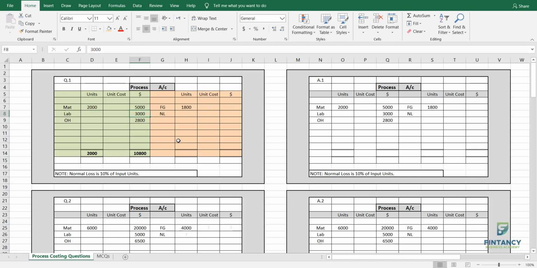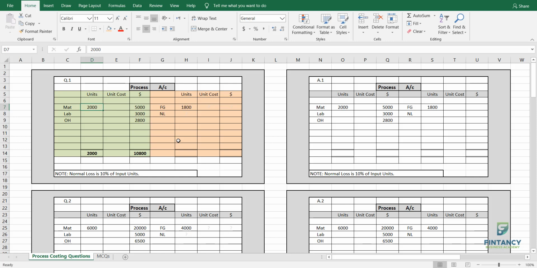So they told you labor cost incurred during the month was 3,000 and overheads are 2,800, right? So like this we totaled it. If you see total amount, how much? Total amount is 10,800. And we also totaled the units column, which is 2,000. Then examiner told you that finished goods during the month are 1,800, which we wrote here. So if you see, there is a difference.